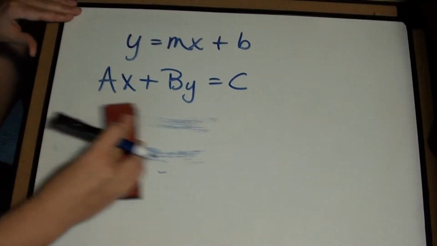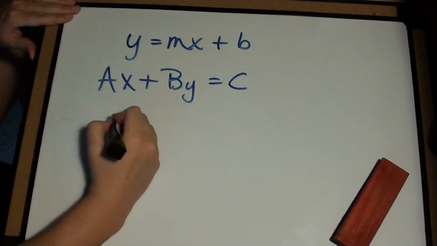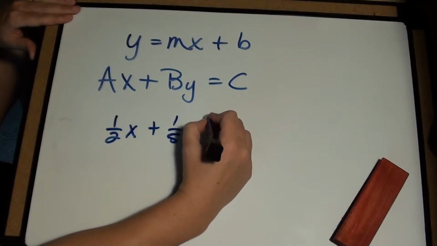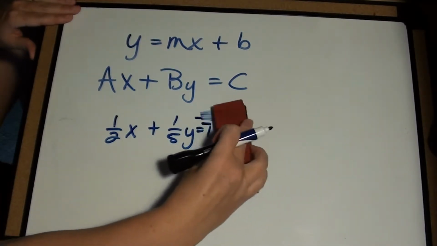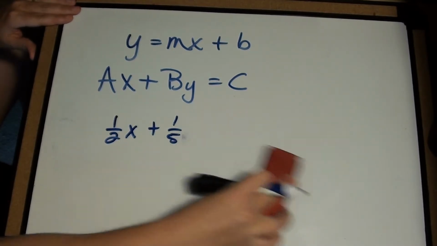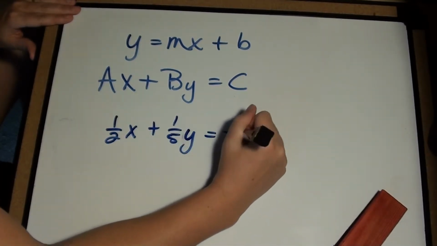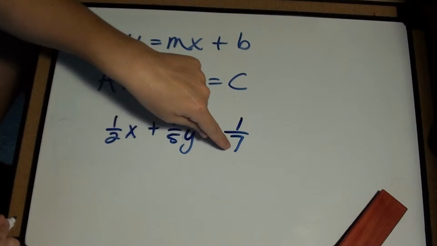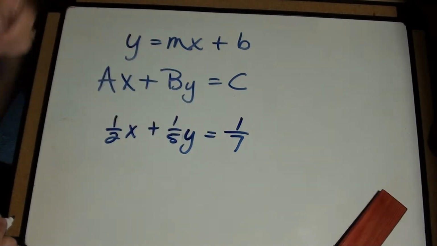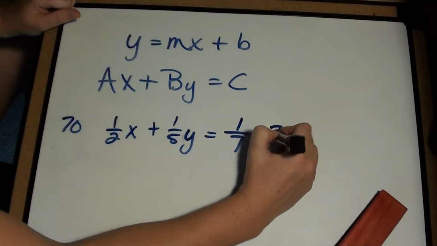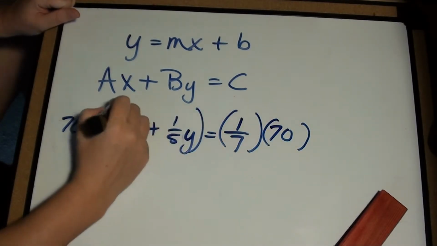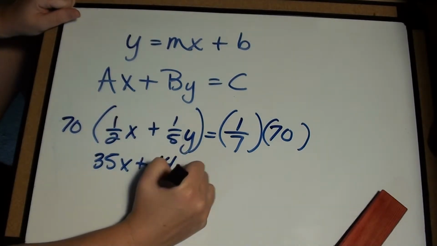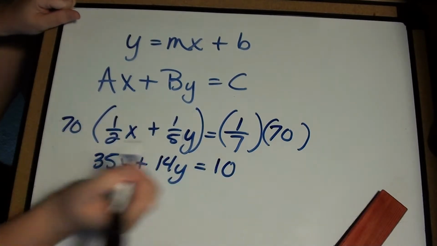This can get tricky sometimes depending on how many fractions are involved. For example, if I had 1/2 x plus 1/5 y equals 1/7, in this situation, I've got 3 fractions. I'm going to have to multiply through by 2, multiply through by 5, and multiply through by 7. 5 times 7 is, of course, 35, times 2 is 70, so I could just multiply both sides by 70, which seems like a lot, but it's what I would need to do. 70 times 1/2 is 35x plus 14y equals 10, and that would be in standard form.